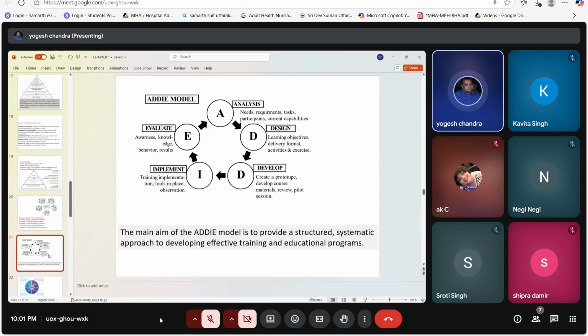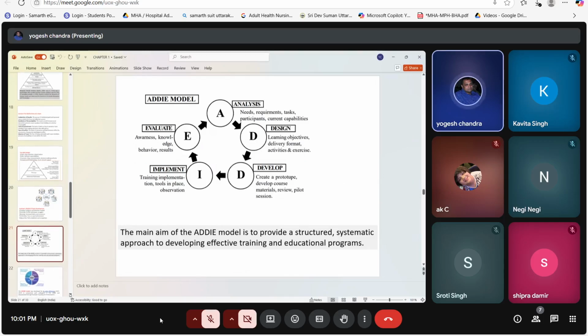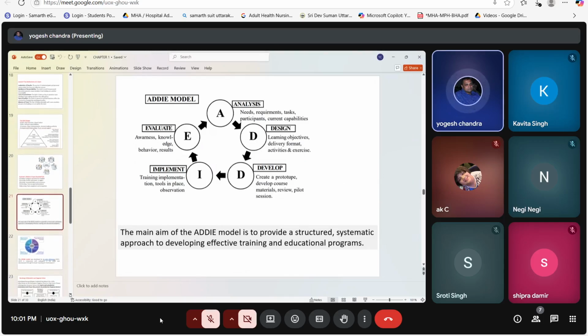So you have to understand at least a few such models which can help you in day to day hospital administration also. If there is any problem in the hospital, you can fit it into the ADDIE model, find the solution, and think about how you can go about it. A very important model is the PDCA model, that is for quality: Plan, Do, Check and Act. That is also some kind of modification of this ADDIE model.